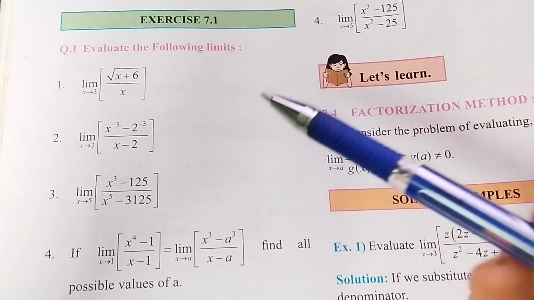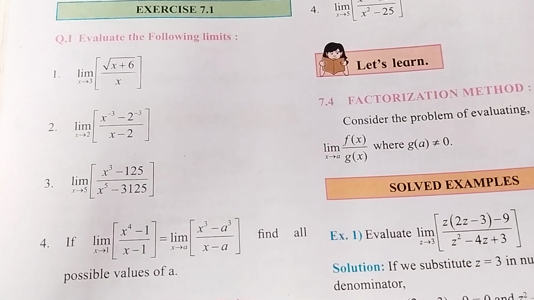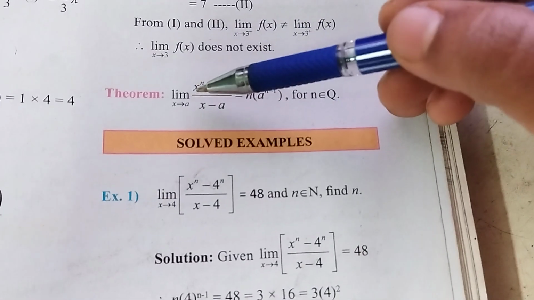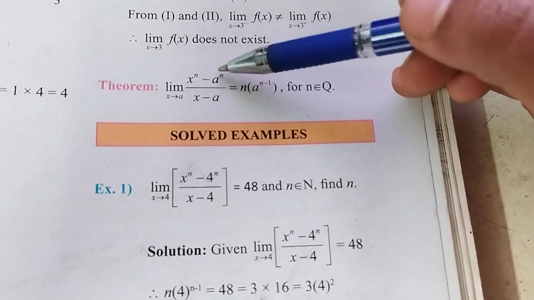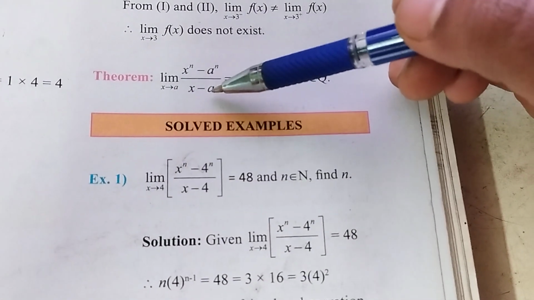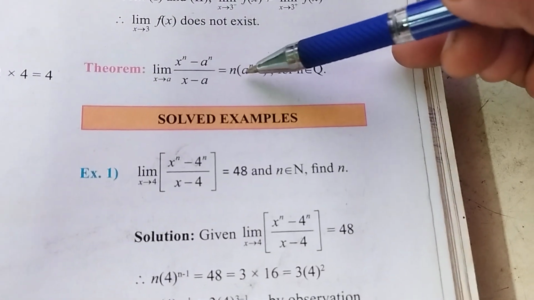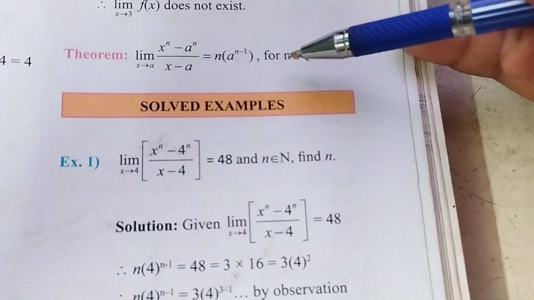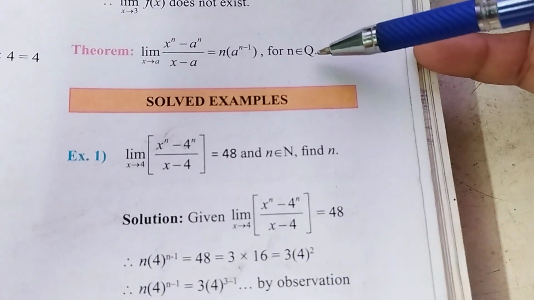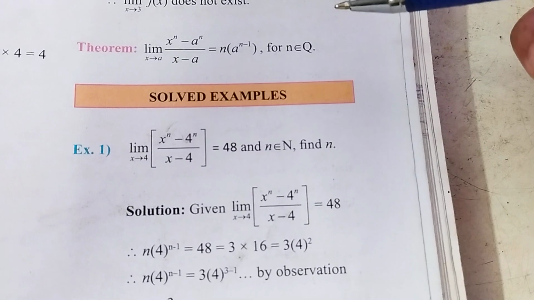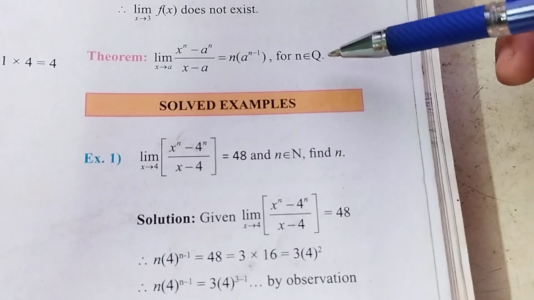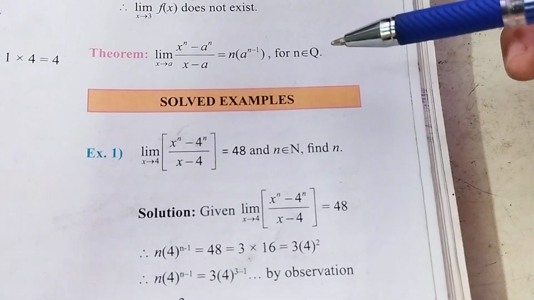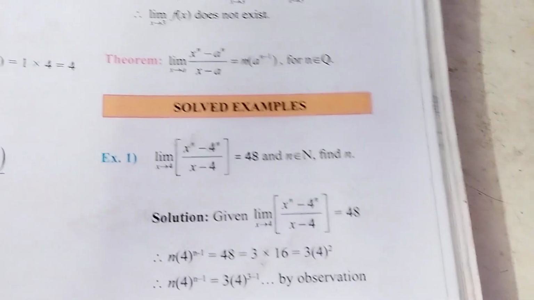First, let's see the formula. This one is very important. Limit x tends to a, (x raised to n minus a raised to n) upon (x minus a) is equal to n times a raised to n minus 1, for n belongs to integers. This formula is very important in this practice set. Now let's start the practice set.